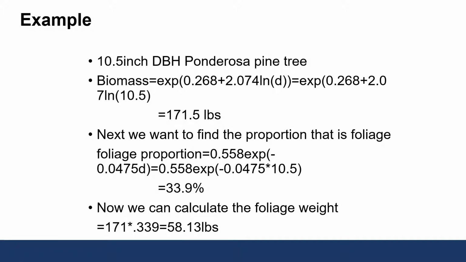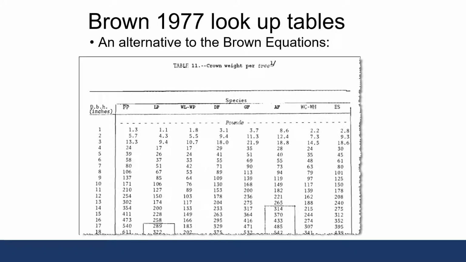Using the table on the previous slide, let's walk through an example for a 10-inch ponderosa pine. A quick alternative to using the allometric equation is presented in Brown 1978, which uses lookup tables such as these published in Brown et al. 1977. Part of the table is shown here.